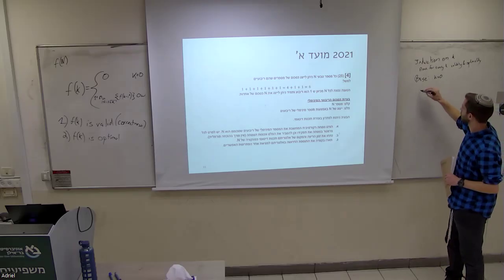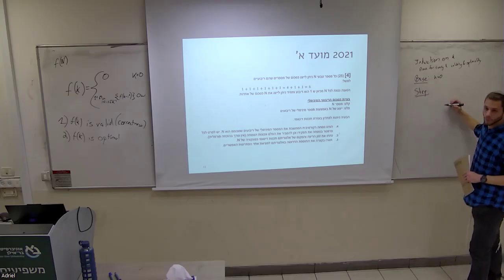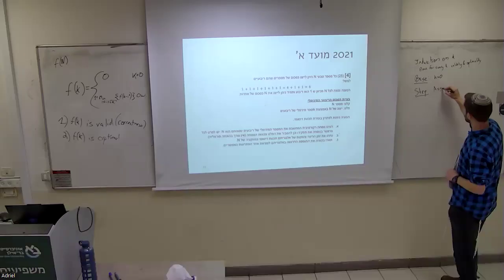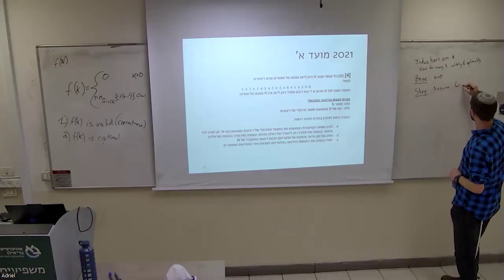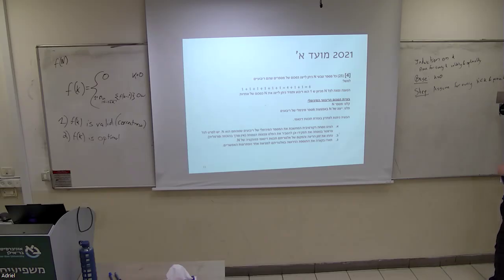And now what's our step? We're going to assume for every K smaller than K, and prove for K. What are we assuming? Validity and optimality. We're going to do them both in one. You could technically divide it up into two separate inductions, but we're just going to do it in one because it's a bit easier.